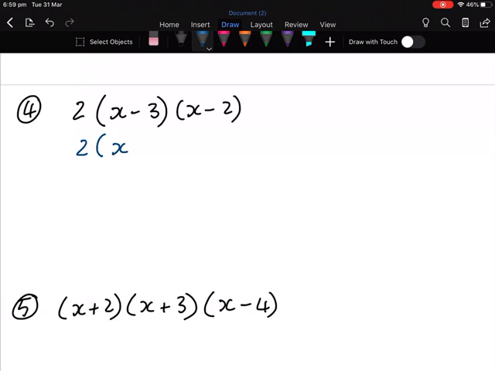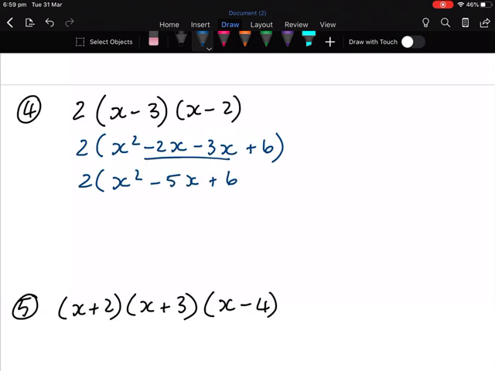So I've got x times x, which is x squared, and then x times negative 2, which is negative 2x, negative 3 times x, which is negative 3x, and negative 3 times negative 2, which is positive 6. Now, you want to simplify these first, probably. We've still got that 2 to multiply it all by. So that becomes x squared minus 5x plus 6. Now we multiply those three terms by the 2, so it becomes 2x squared take 10x plus 12.